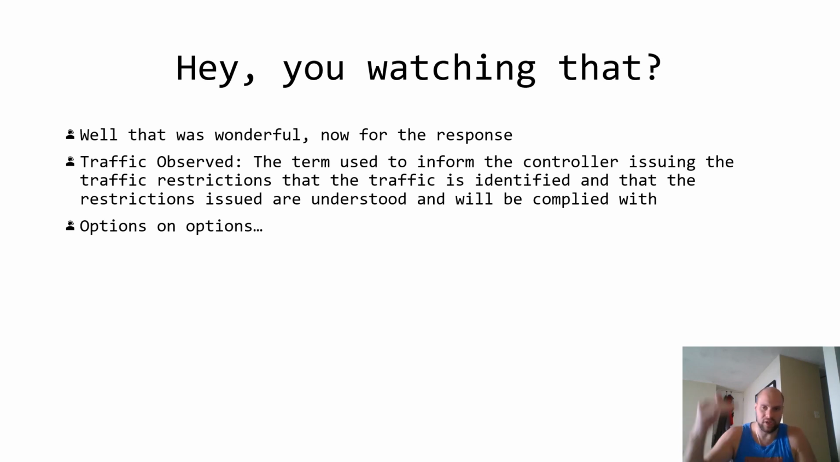So here we are. If you go down the terms again, here we are, traffic observed, right? Finding that phrase that fits. Traffic observed, the term used to inform the controller issuing the traffic restrictions that the traffic is identified and that the restrictions issued are understood and will be complied with. Options on options, right? Okay.